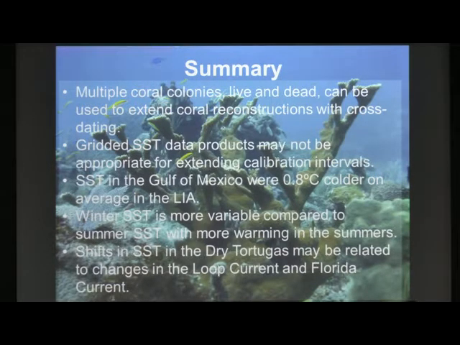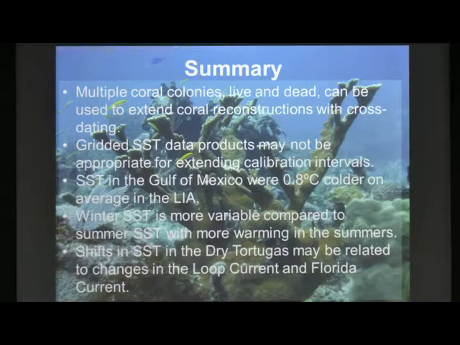Okay. So we have multiple coral colonies, live and dead. I've shown here that we can extend a coral reconstruction using dead corals. I've also shown that the gridded SST databases should be used with caution for doing calibration. A lot of coral reconstructions, other types of reconstructions use these data sets as you get back farther in time. So I would suggest for each grid point to evaluate those temperatures to make sure they are robust.